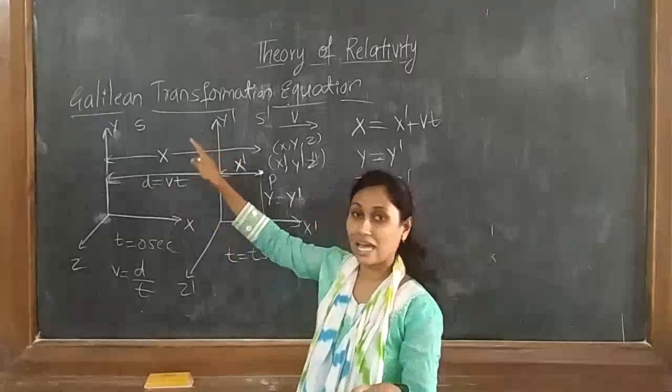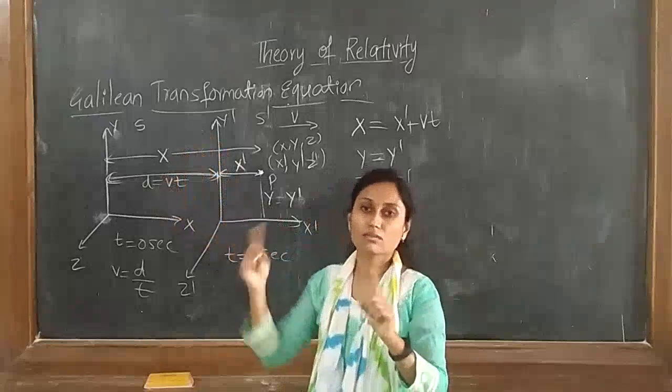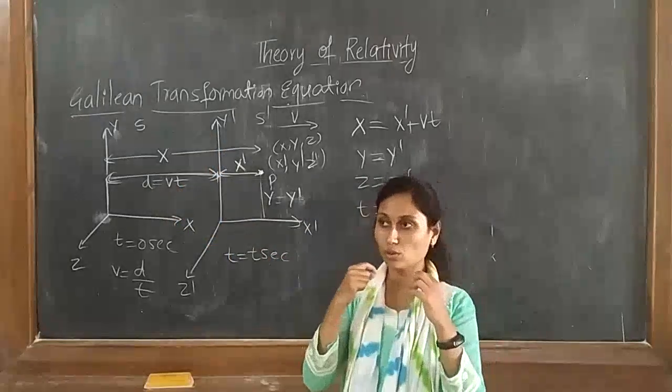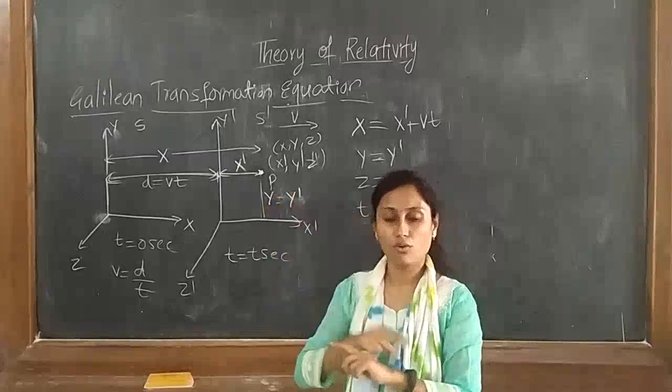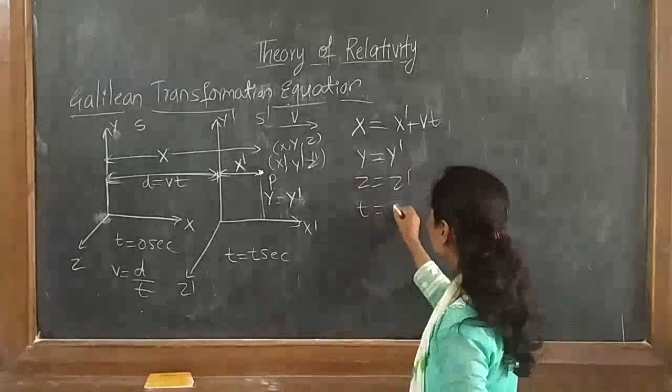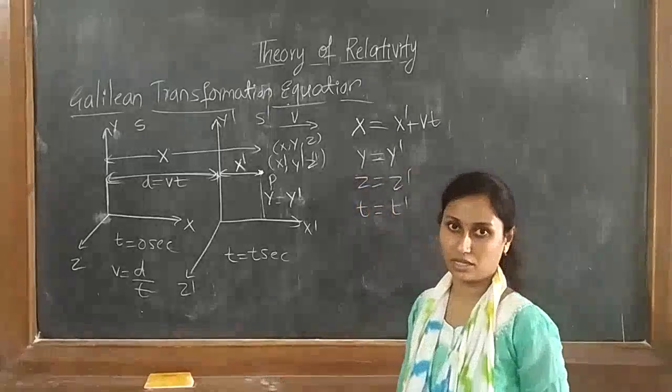According to Galilean, both are taking the same time for the event to happen. So when both observers are seeing the event, according to both of us it will take the same time. That's why we take t is equal to t dash, isn't it?